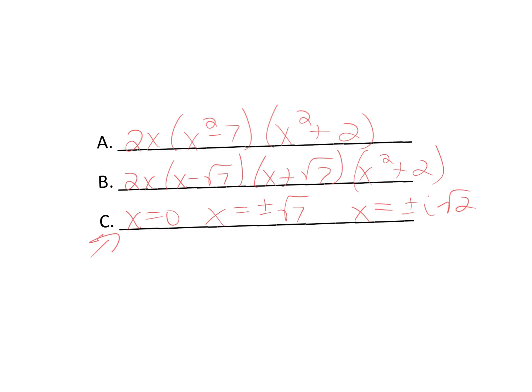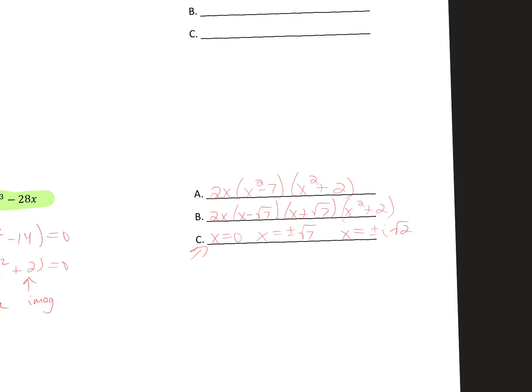But understand what the difference is. We talked about this on the review. Over the rationals versus over the reals. Over the rationals means only if it's going to give me a pretty answer. Over the reals means only if it's going to give me a real answer, whether it's pretty or not. Understand the differences there. Okay.